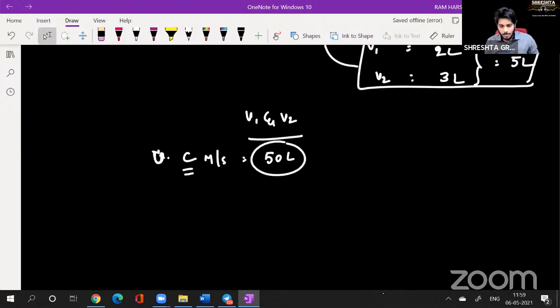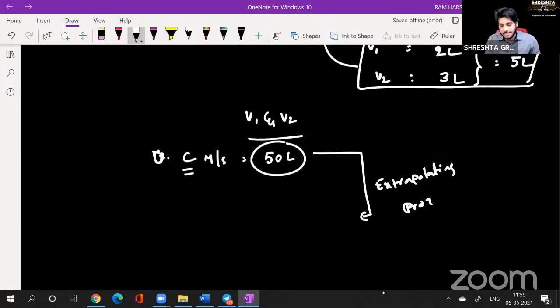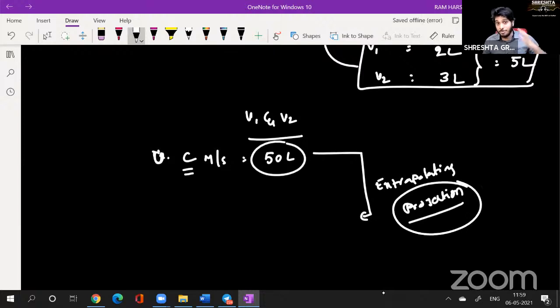Now, based on this 50 lakhs, what am I doing? I'm extrapolating. In sampling, we also call it projection. I need to project. Before I do projection, I need to look at why this mistake arises. What is the reason 50 lakhs worth of mistake is there?